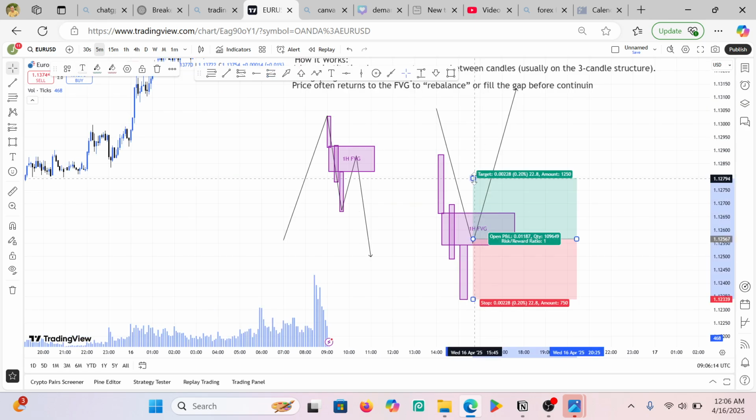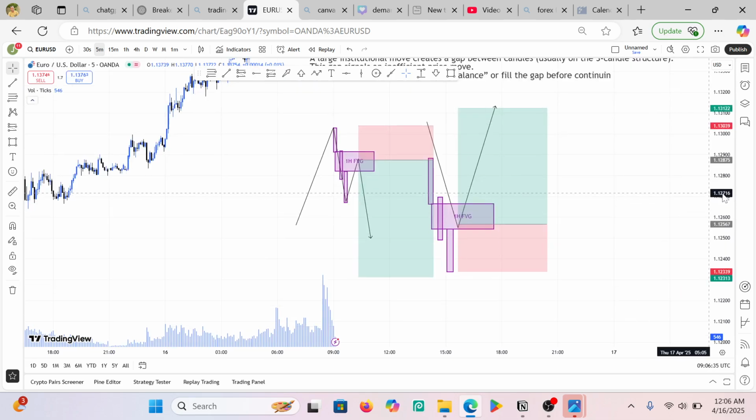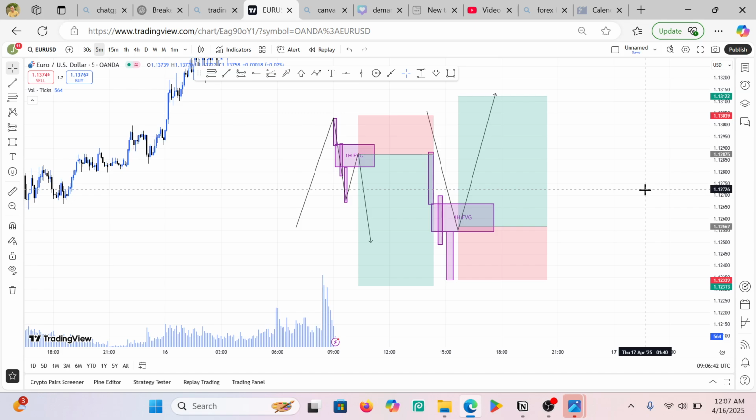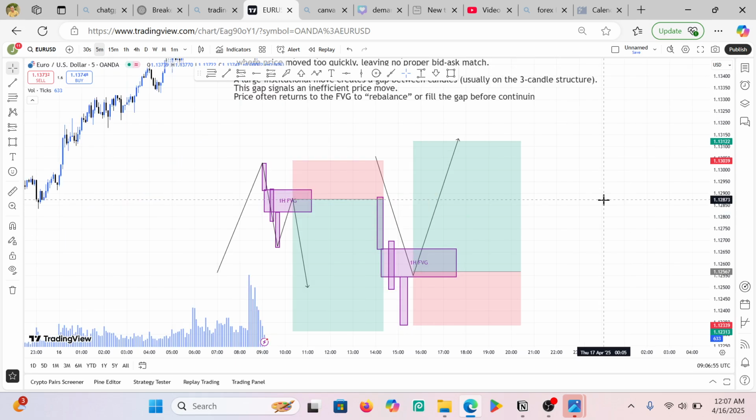You take your entry on that fair value gap. You take your buy position, and your sell position on this fair value gap also. Please make sure that you target either the sell side liquidity pools or the buy side liquidity pools residing below or above, and you target the buy side liquidity above your points. That's how you are supposed to identify a fair value gap.